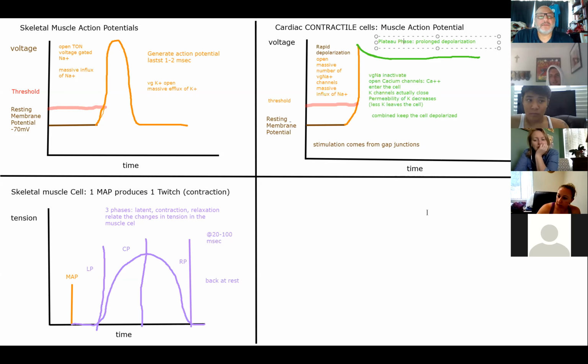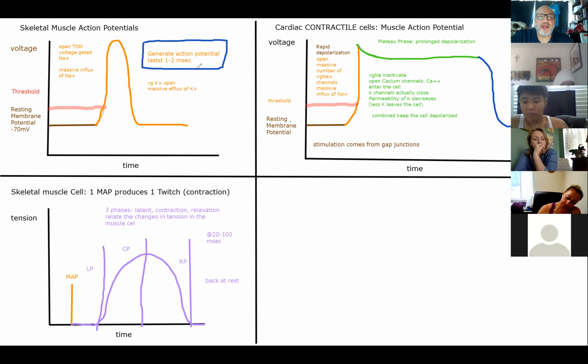But eventually, and we'll use blue for this, after a delay, voltage gated potassium channels open. And when those potassium channels open, potassium leaves the cell. Of course, potassium leaving the cell repolarizes the cell, and so the cell comes back to the resting membrane potential. Remember, the skeletal muscle action potential lasts 1 to 2 milliseconds, while this muscle action potential can last over 200 milliseconds. So we have a much, much longer action potential.